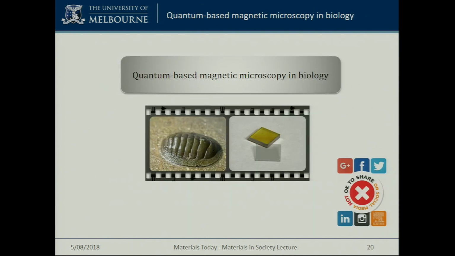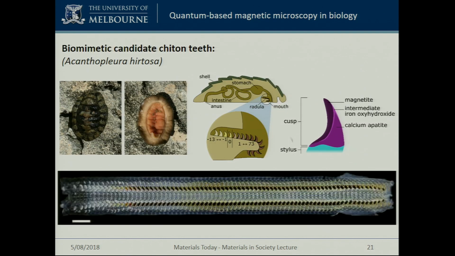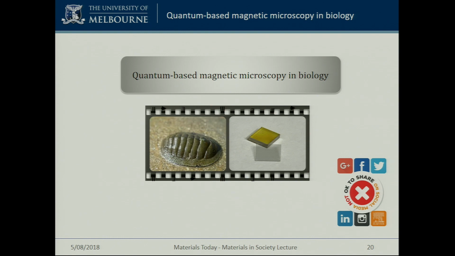The next part of the story is some of the new work that's coming out of the group. Again, this is based on this quantum magnetic microscope that we've developed, and we're currently preparing it for publication. So I'd ask that you don't share these images, if that's okay. The idea here is that we want to use these single crystal diamonds and this magnetic microscopy to actually answer some interesting questions about biology.